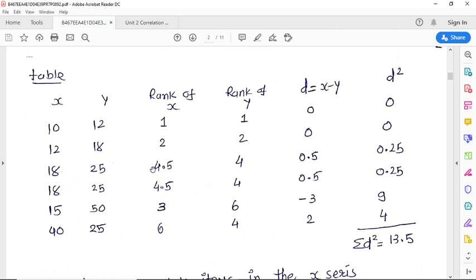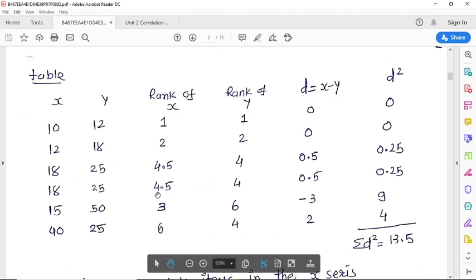Here we cannot assign 4 and 5 separately. So what we do is take the 4th rank and 5th rank, 4 plus 5, and divide by how many times the value occurs, which is 2 times. So 4 plus 5 divided by 2 is 9 by 2, which is 4.5. So each of them gets rank 4.5. And the last one is 40, so 40 is the 6th rank.